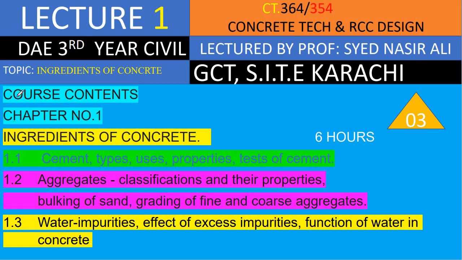This is chapter 1, ingredients of the concrete. The course outline for this chapter consists of: number 1, cement, its types, uses, properties, and tests of cement; number 2, the aggregates, their classifications and properties. We will also talk about the bulking of sand and the grading of fine and coarse aggregates; and number 3, water impurities, effect of excess impurities, and function of water in concrete. This is the whole chapter 1, ingredients of the concrete.